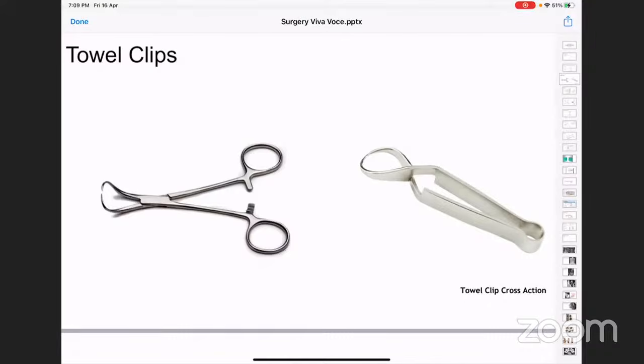So alternatively, there are a few unconventional uses of towel clips as well. You can use towel clips to help you lift a flail segment of a rib fracture when you're treating a flail chest. So this is a good opportunity for you to revise what a flail chest is. A flail chest is a kind of injury where two or more adjacent ribs are broken at two or more different locations, resulting in a segment that moves paradoxically with respect to the rest of the thorax. Okay, so these are a few uses of towel clips.